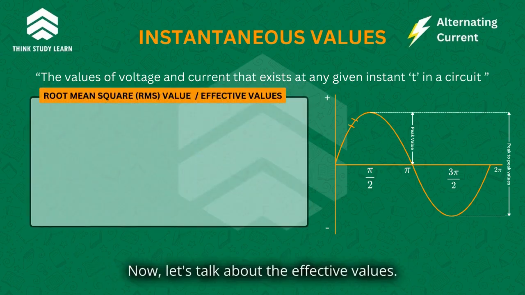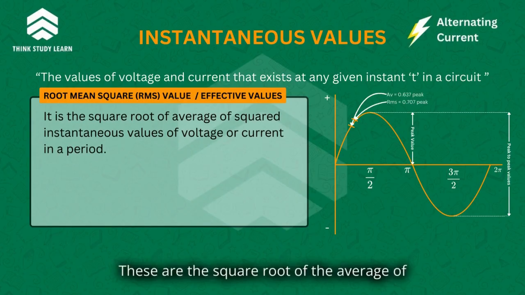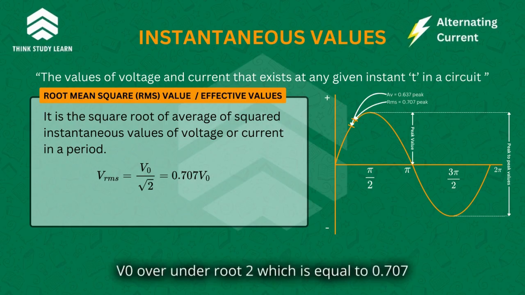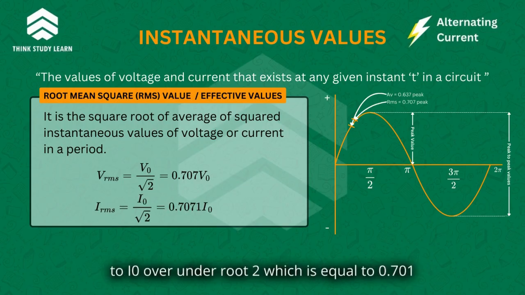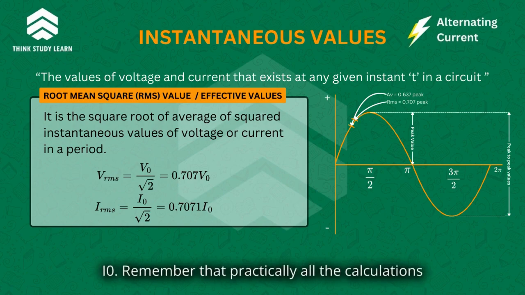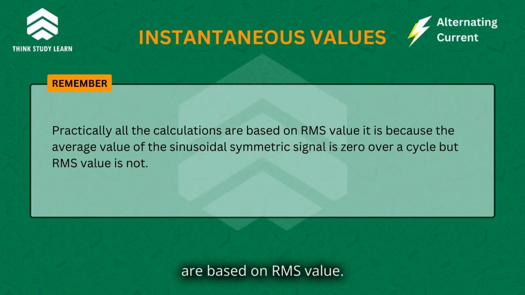Now let's talk about the effective values. These values are the root mean square values. These are the square root of the average of squared instantaneous values of voltage or current in a period. Here voltage root mean square is equal to V naught over under root 2, which is equal to 0.707 V naught, and current root mean square value is equal to I naught over under root 2, which is equal to 0.707 I naught. Remember that practically all the calculations are based on RMS value.